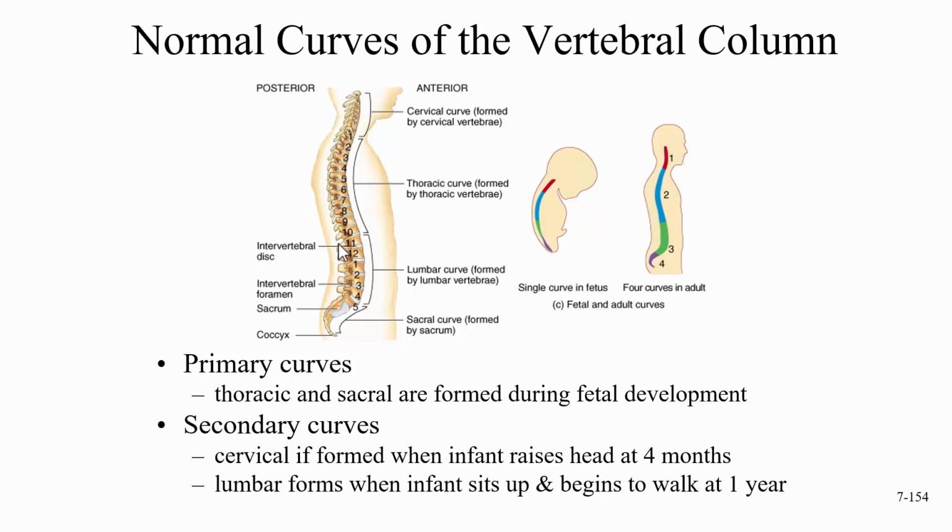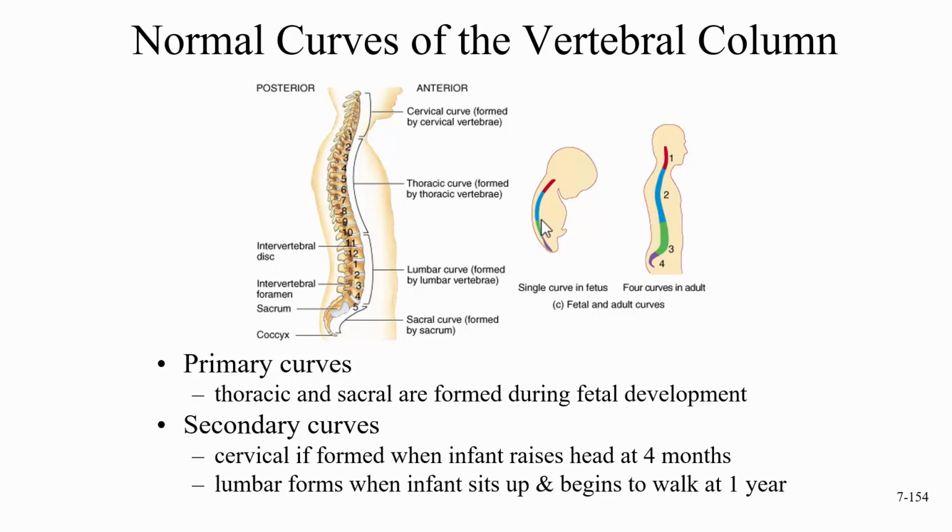Now, an excess lordotic curve, we would call that a lordosis. An excess kyphotic curve, we would call a kyphosis, and so on. But if we take a look at the shape of the fetus, C-shaped, which vertebrae over here are going to give us this shape? Well, it's going to be the thoracic and the sacral curves. Okay.